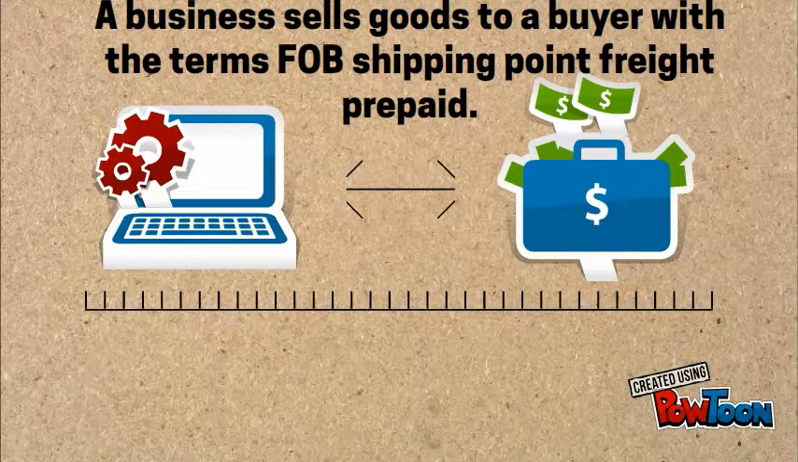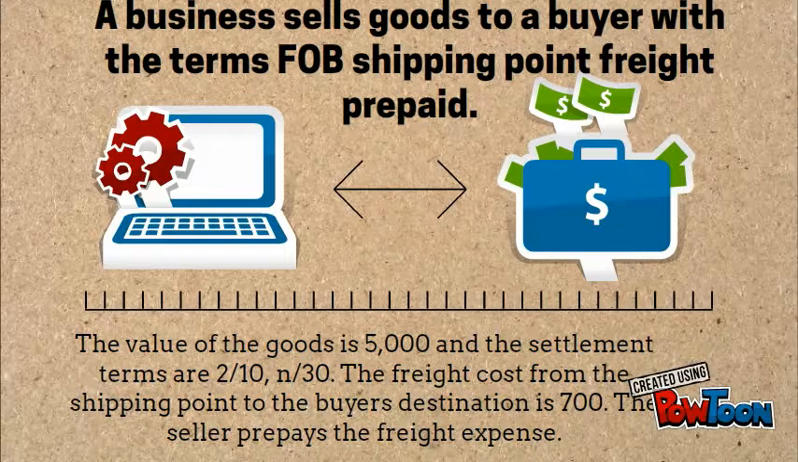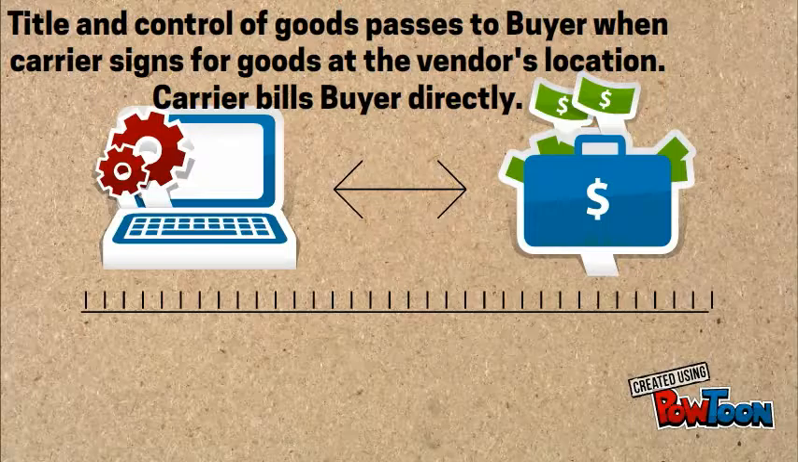Accounting for freight. A business sells goods to a buyer with the terms FOB shipping point, freight prepaid. Example: the value of the goods is $5,000 and the settlement terms are 2/10, n/30. The freight cost from the shipping point to the buyer's destination is $700. The seller prepays the freight expense. Title and control of goods passes to the buyer when the carrier signs for the goods at the vendor's location.